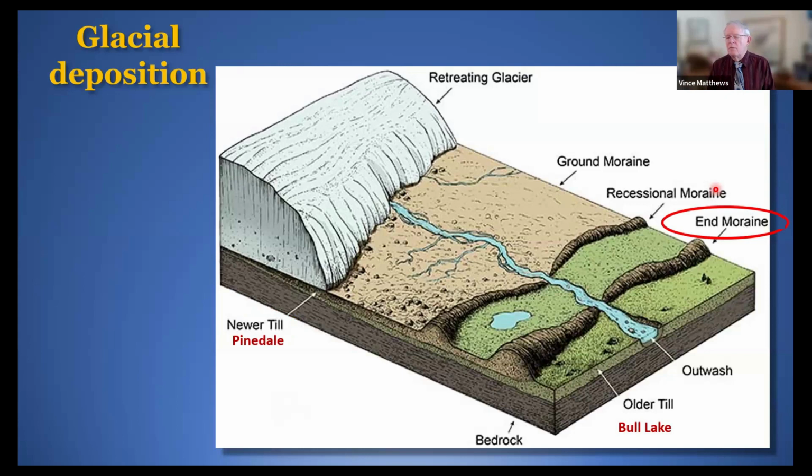And this is our end moraine. And if that's the farthest down valley, then it's a terminal moraine. So end moraines is a general term for debris that's deposited at the terminus of the glacier or at the snout of the glacier.